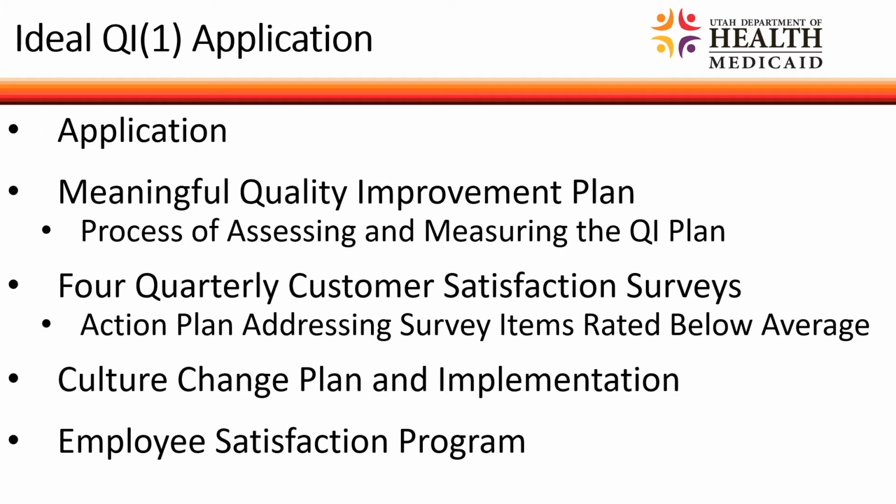The ideal application will have the application followed by title pages for each section. A meaningful quality improvement plan that includes the involvement of residents and family. A demonstrated process of assessing and measuring the quality improvement plan. 4 quarterly customer satisfaction surveys conducted by an independent third party with the final quarter ending on March 31st of the incentive period, along with an action plan that addresses survey items rated below average for the year. A plan for a culture change along with an example of how the facility has implemented culture change, and an employee satisfaction program.